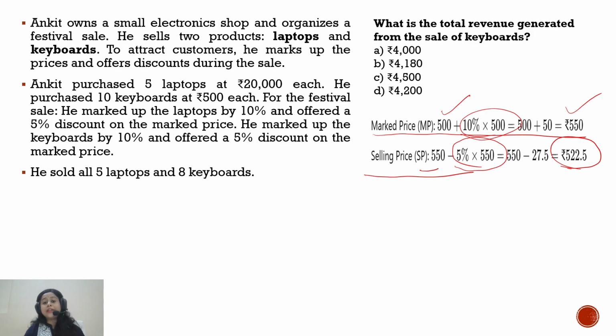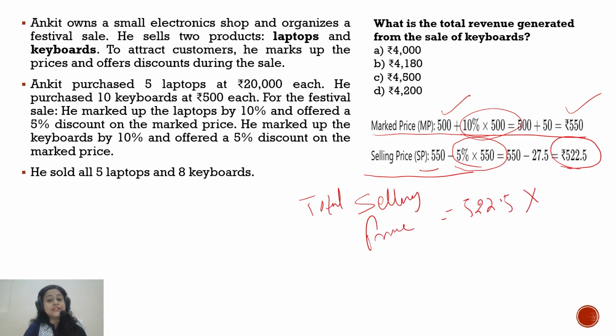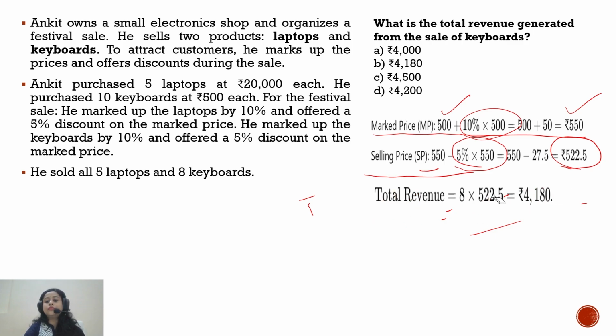Now what you have to find out is the total selling price. Whenever it is mentioned that you have to provide total revenue, you always have to find total selling price. Total selling price of keyboard is 522.5 into 8 keyboards he has sold, so into 8, which is nothing but 4,180. So this is also option B, right?